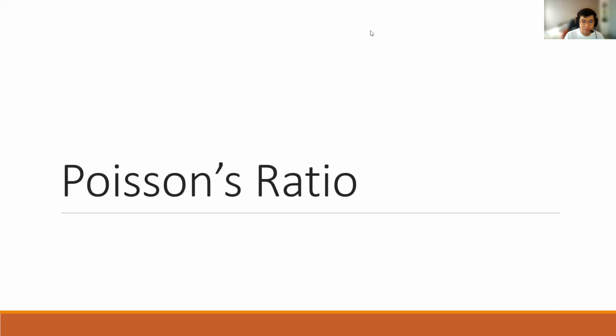Okay, so moving on with Poisson's ratio. This is read as Poisson. I think it's in French. Simeon Poisson is a French mathematician, so that's why it's not Poisson. Probably you can read this as Poisson to read it easily, but the correct pronunciation is Poisson.